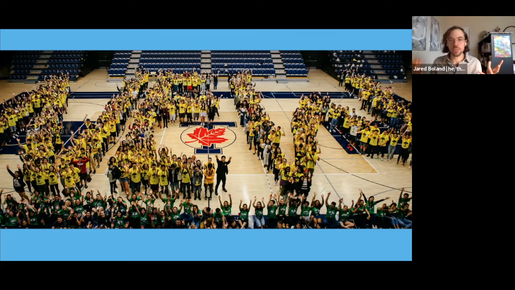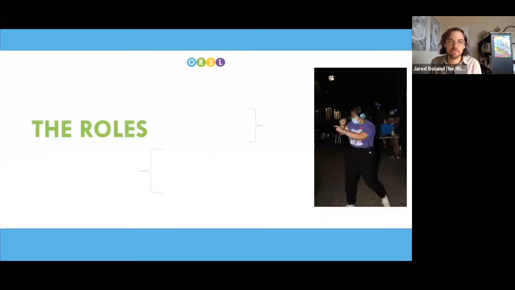So if it helps you to see it and envision it like this, we might not be able to run something like this again this year, just based on where we're at with COVID, but we're ever hopeful that we can offer incredible and robust and super exciting programs for our students. And without further ado, we're going to take a closer look at each of the roles.